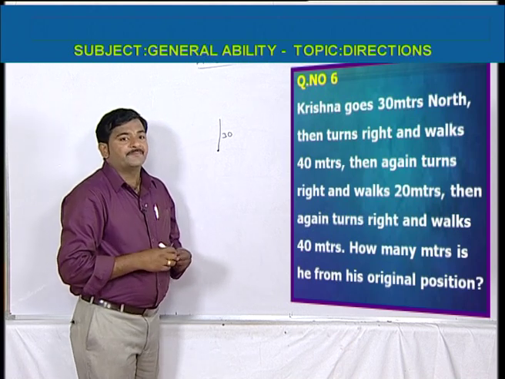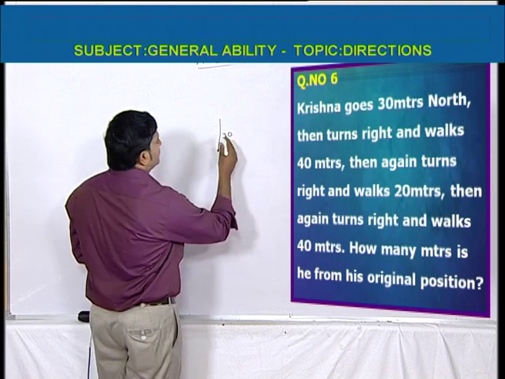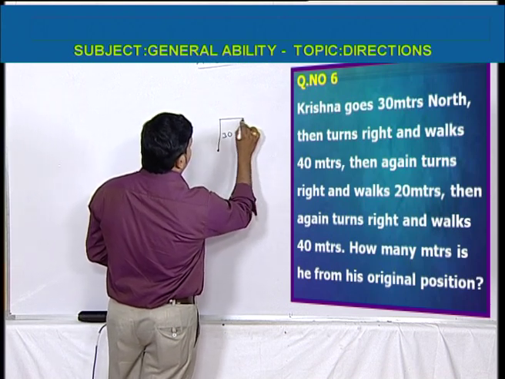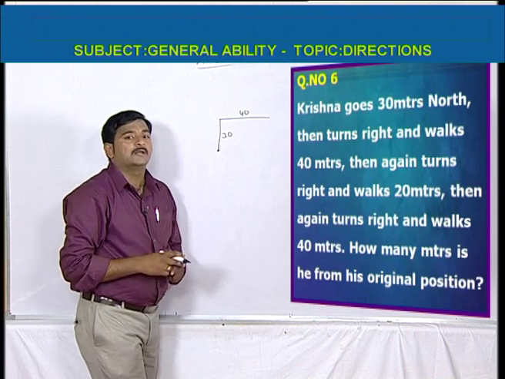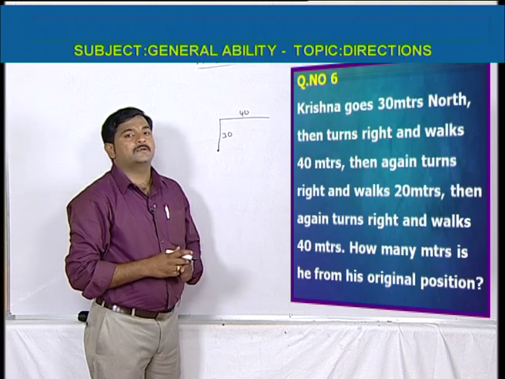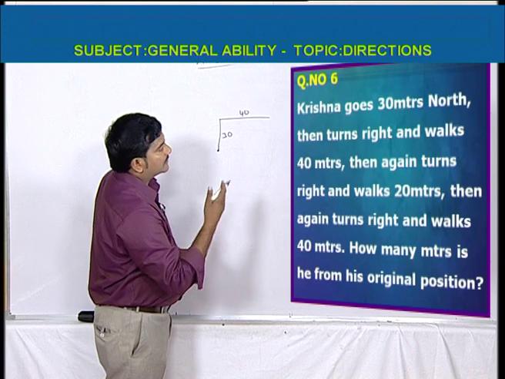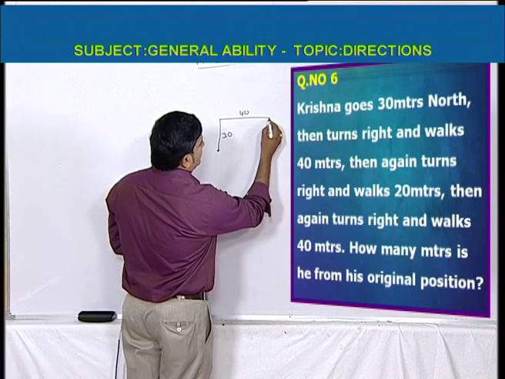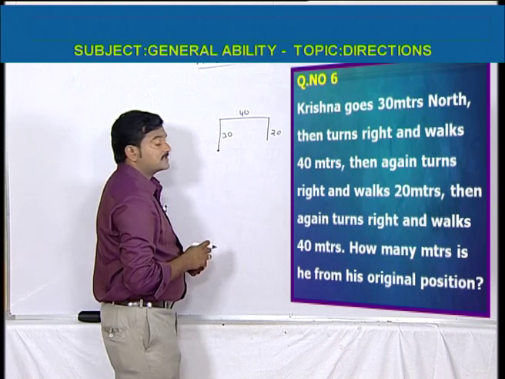Next what happened? Then turns right and walks 40 meters. Turns right, so here he is walking in that way. Turns right and walks how many meters? 40 meters. There is no issue with that. Next what happened? Then again turns right and walks how many meters only? 20 meters. Again turns right and walks only 20 meters. Okay, this is the concept.